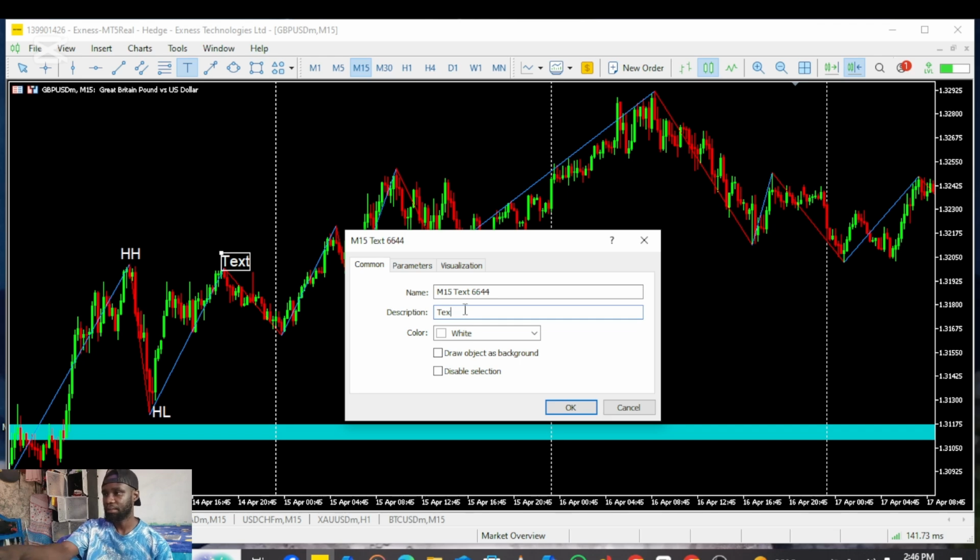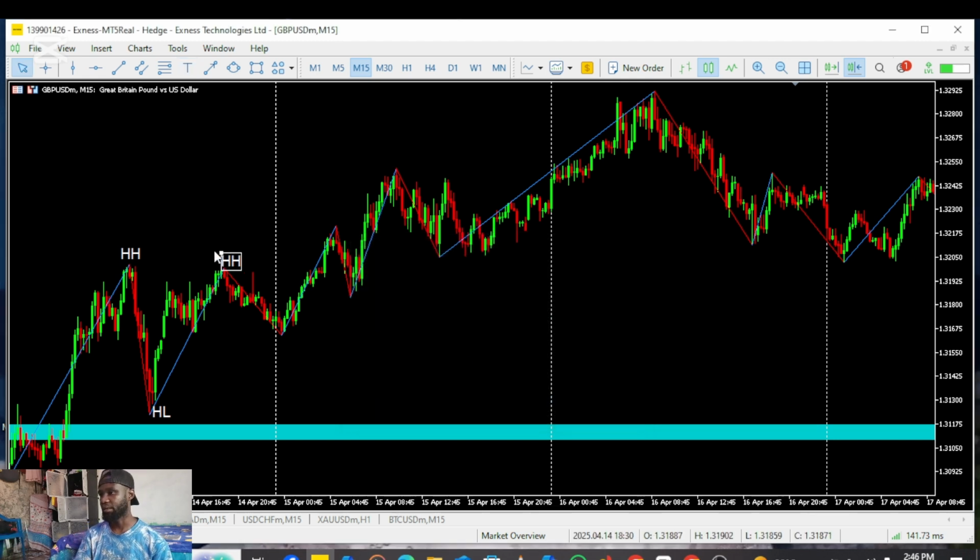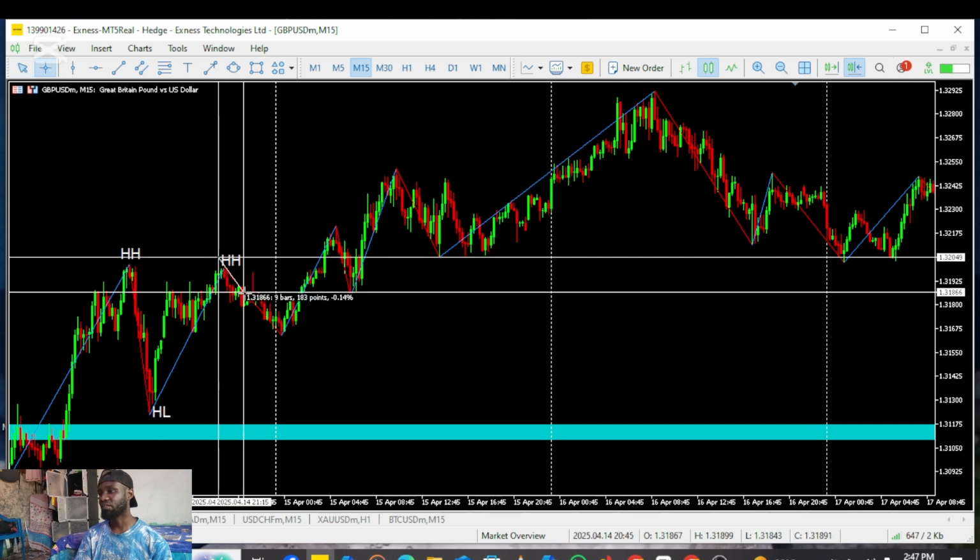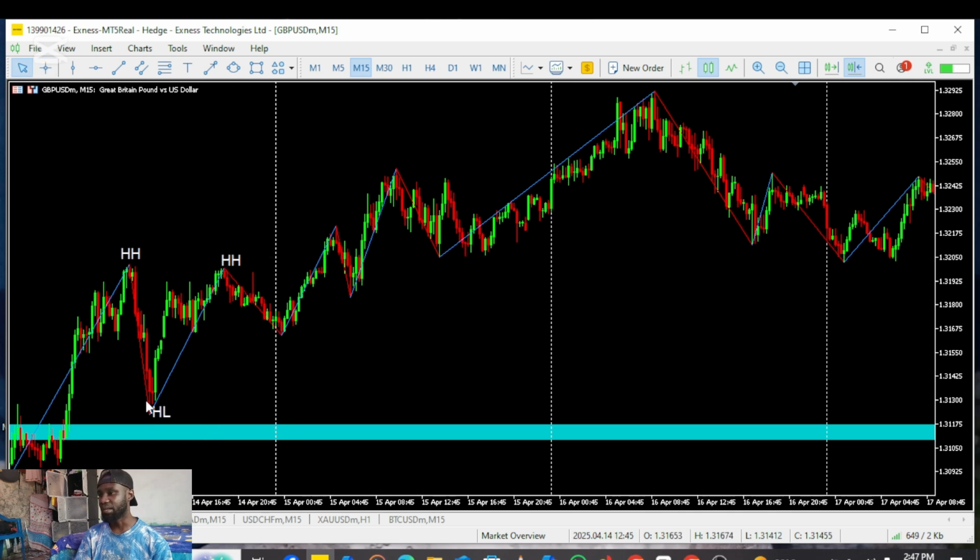equal high, and make it higher high, equal high, because this high and this high is the same thing, on the same level. That doesn't mean that the trend has changed. No, the trend is still uptrend. Okay, it came back from here to here without breaking this support, which is higher low.